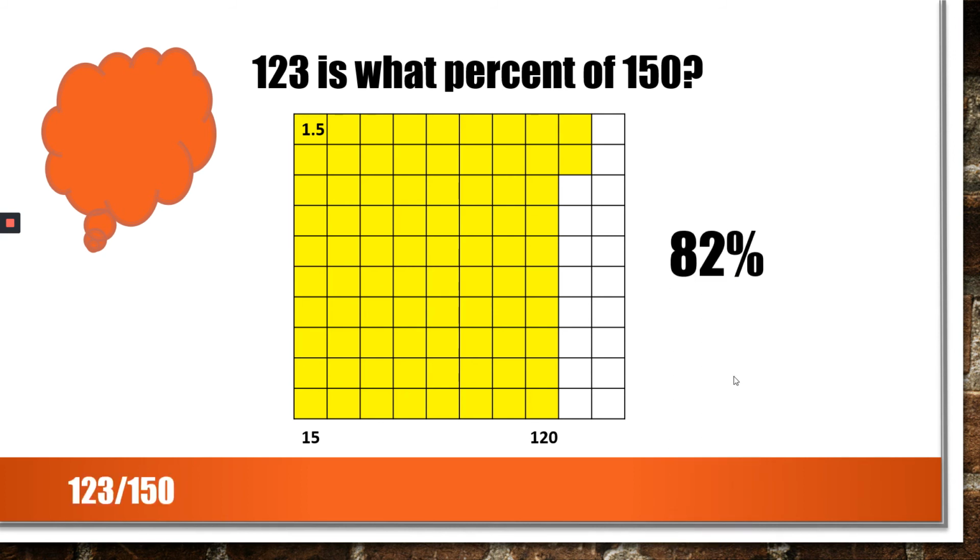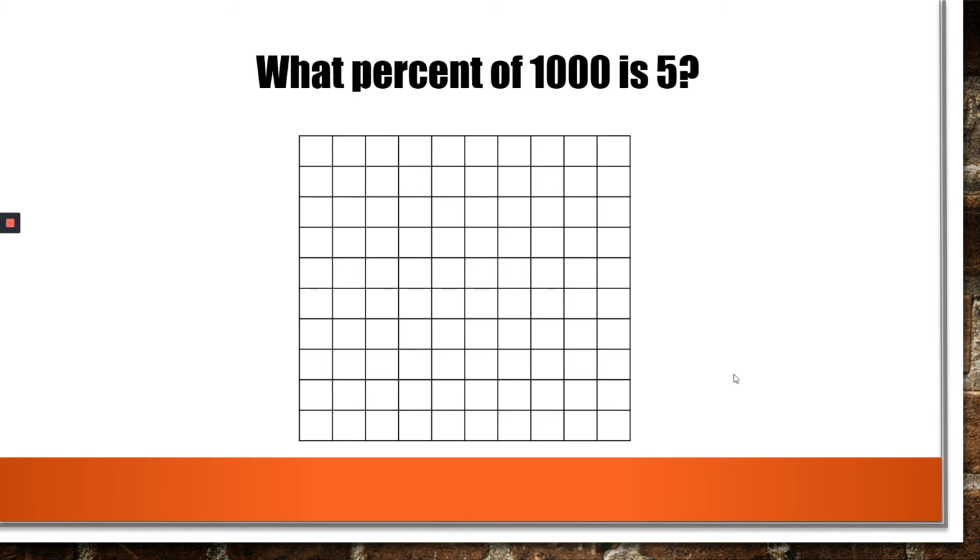If you want to do it with a calculator, 123, which is the part to the whole of 150, and you will get 82 hundredths, which translates to 82%. Good job. One more. What percent of 1,000 is 5?